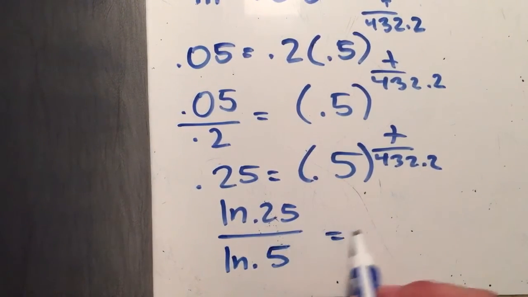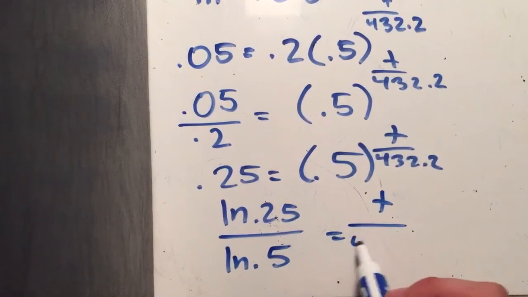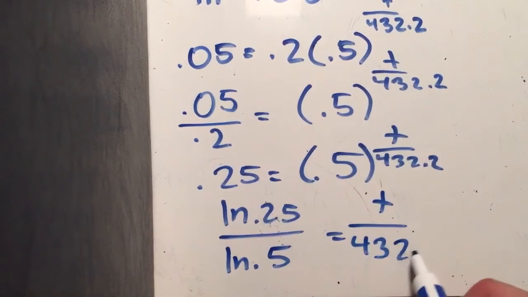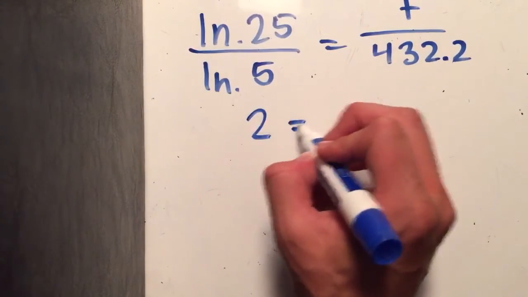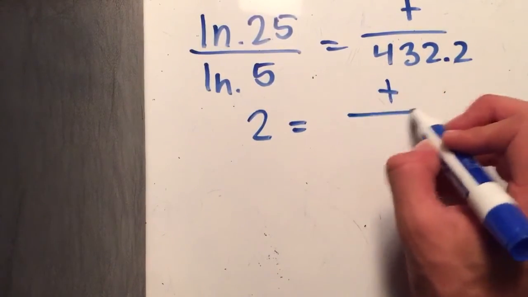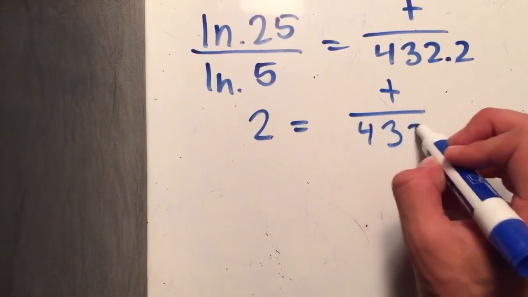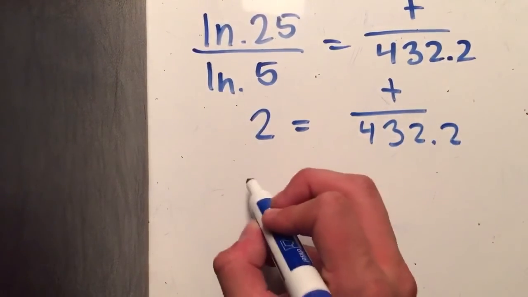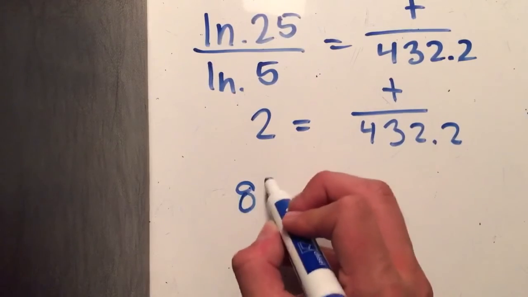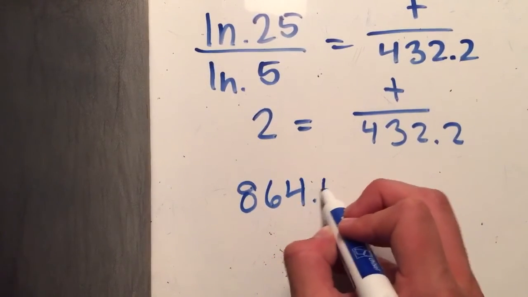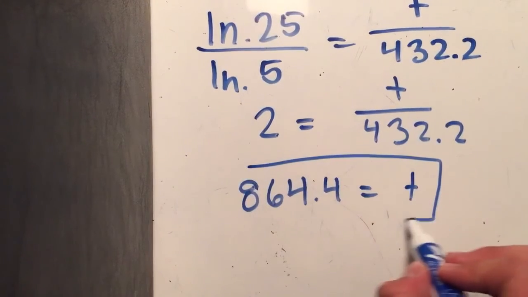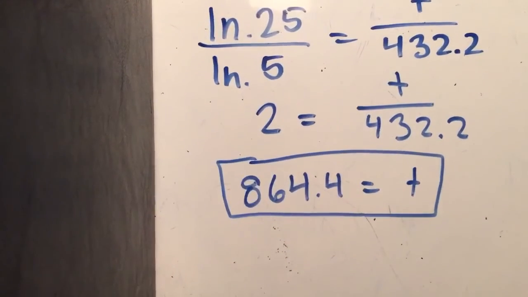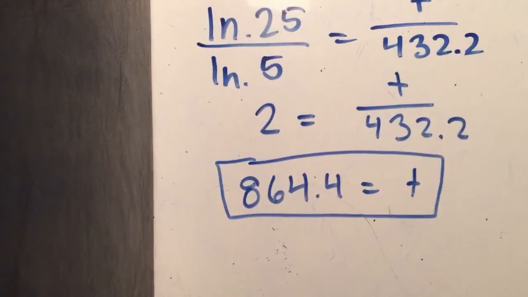I divide each side by ln, so I got ln 0.25 divided by ln of 0.5 is equal to t over 432.2. I get 2 is equal to t over 432.2, and I cross multiply to get my variable by itself. My final answer is t equals 864.4. 864.4 represents the amount of years it will take for the element to drop to 0.05 milligrams.